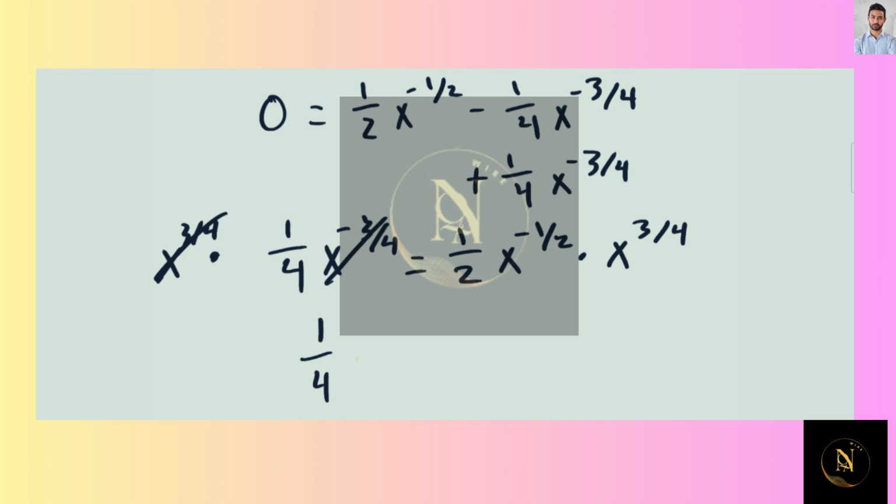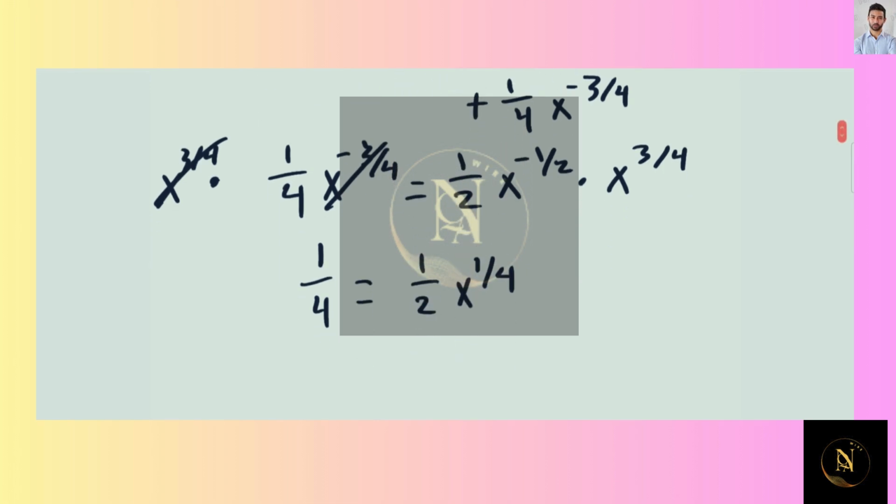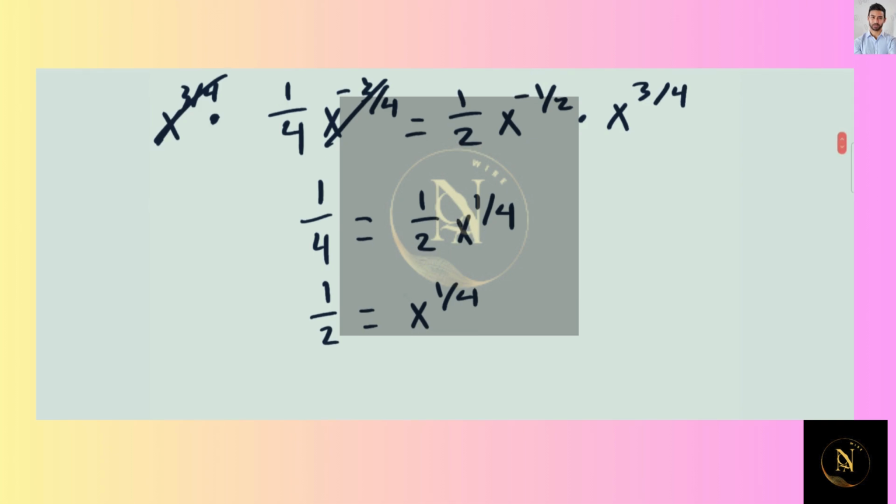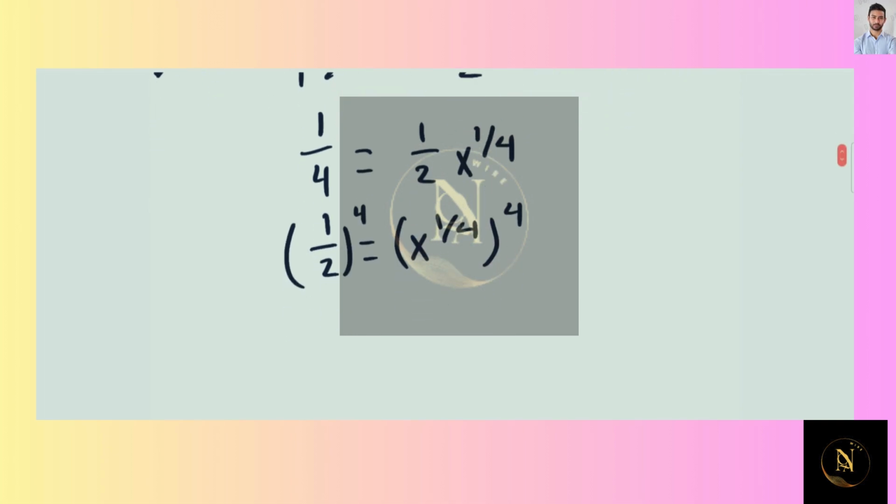So we get 1/4 is equal to 1/2 x to the 1/4. Now we can multiply by 2, so we get 1/2 is equal to x to the 1/4. Now we're going to raise both sides to the 4th power, and we get x is equal to 1/2 to the 4th, which is 1/16. So our derivative is equal to 0 at x is equal to 1/16.